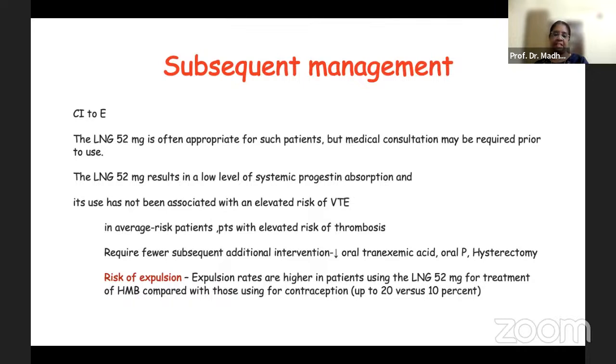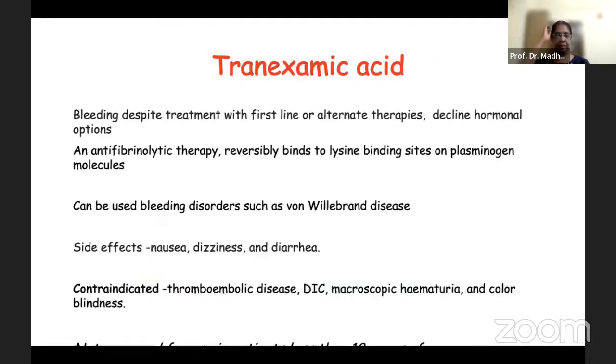But a bit about the expulsion rate. Expulsion rates are higher in patients using LNG 52 for treatment of heavy menstrual bleeding compared with those using it for contraception. That is, up to 20% have expulsion, compared to those using it only for contraception, where only 10% have expulsion.